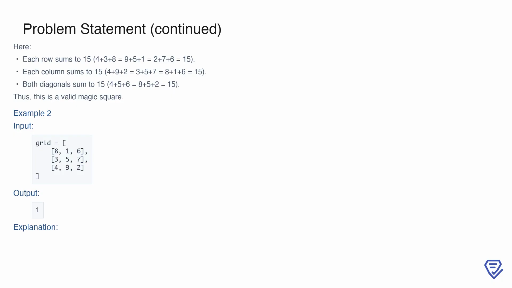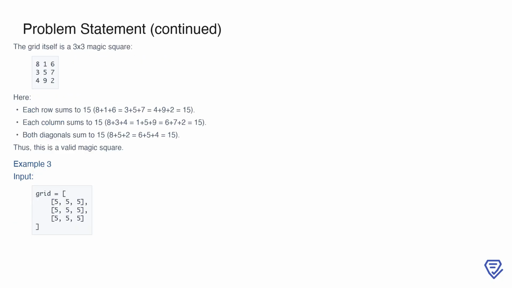to 15. Finally, the 2 diagonals also sum to 15. The first diagonal, from the top left to the bottom right, is 4 plus 5 plus 6, and the second diagonal, from the top right to the bottom left, is 8 plus 5 plus 2. Since all of these conditions are satisfied, this subgrid is a valid magic square.